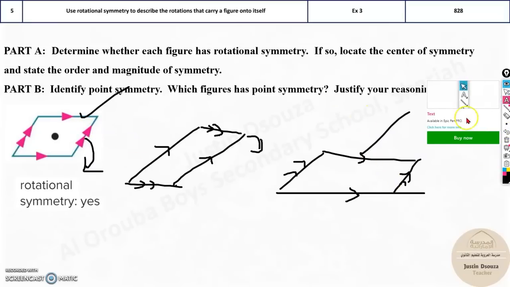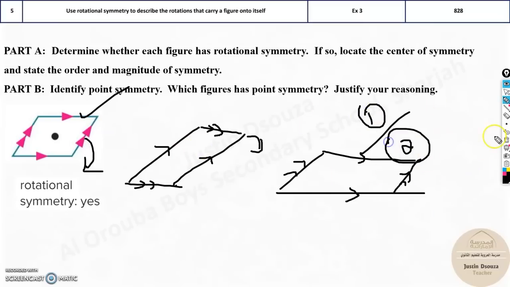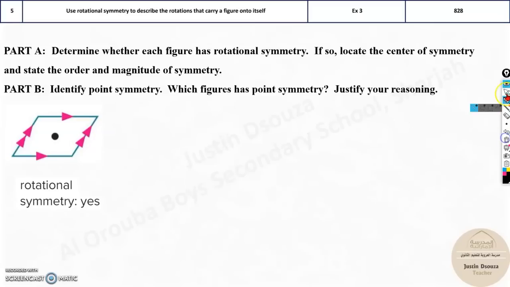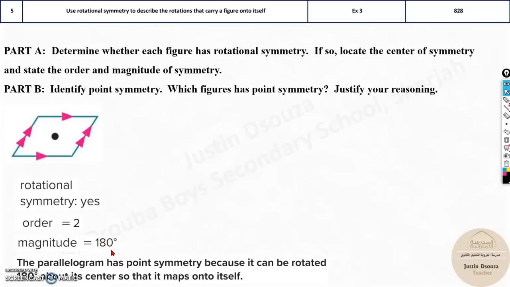Now, one order is done. If you do it again, it's going to be something like this. But again, at 360, you will get one more. So there are two orders, two times it can be shaped when you rotate by 360. So if it's two times, that means the magnitude is 180 degrees. If the magnitude is 180 degrees, it has point symmetry because it maps about its center onto itself at 180 degrees. So this is the concept behind the symmetry.